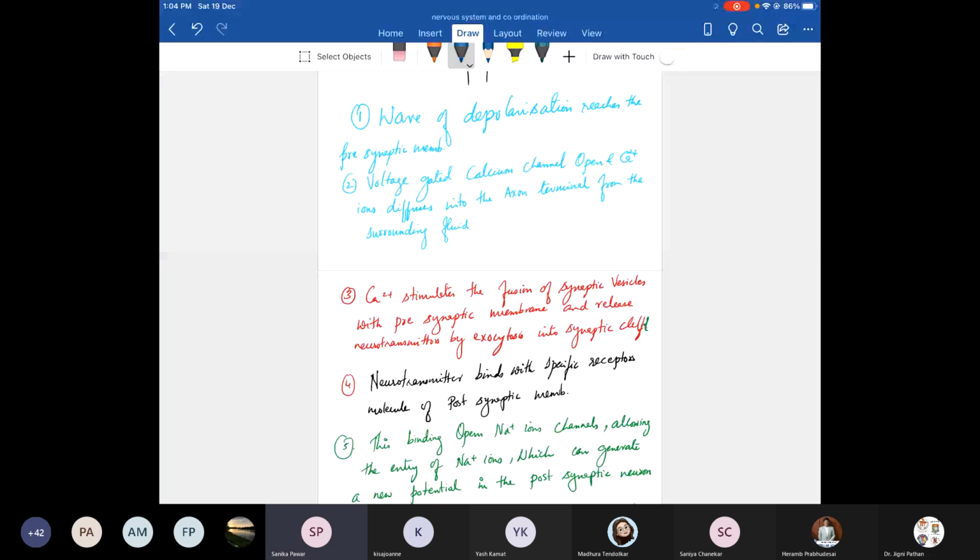Ma'am, what is written after voltage? Voltage gated calcium channels open. Okay, ma'am.